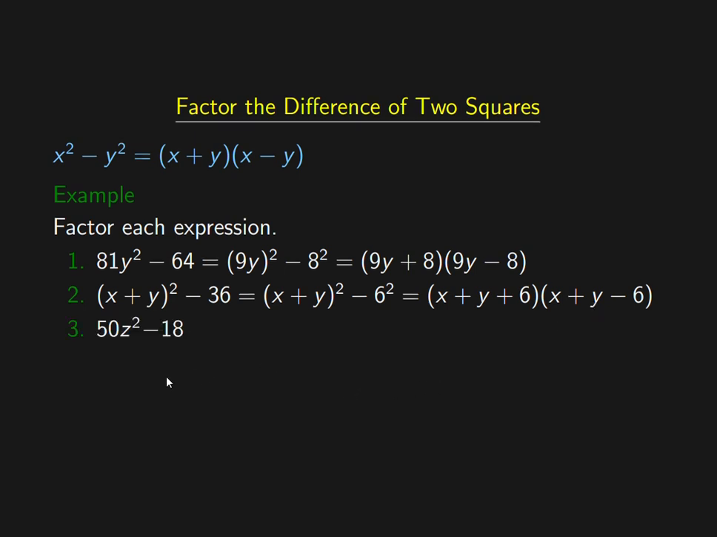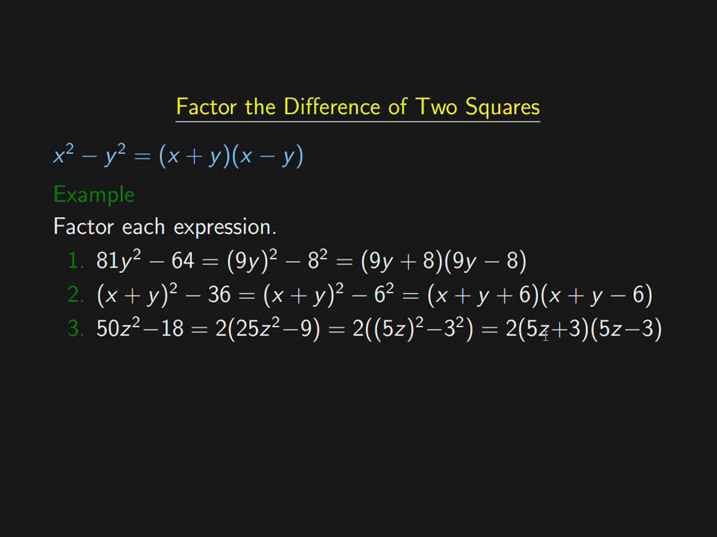So let's see another example. What about 50z squared minus 80? We know that there is no integer that squares to 50, and the same for 80. So one thing we can do is factor out 2, and we get 2 times 25z squared minus 9. Now we can find the two integers which square to 25 and 9. So this is equal to 2 times 5z the whole squared minus 3 squared. The term inside the parentheses is the difference of two squares, so we write it as the product of their sum and their difference. So this is 2 times 5z plus 3 times 5z minus 3.